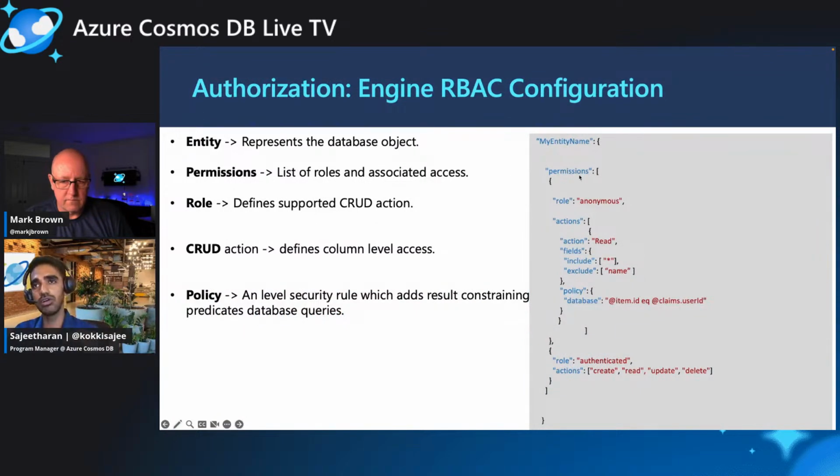Earlier, I went through the configuration file, but let me explain the authentication and authorization part in detail. In the config file, we have our top level entity, which is the entity name. It is assigned a set of permissions. Each permission is essentially a role and the operations it allows. For a given role, you can define read, update, delete, and for each of these operations, you can define field exclusion and inclusion.